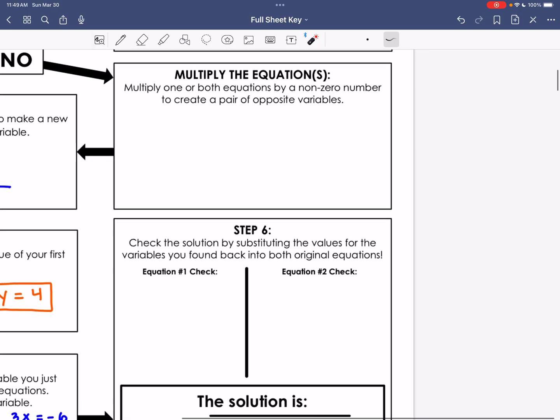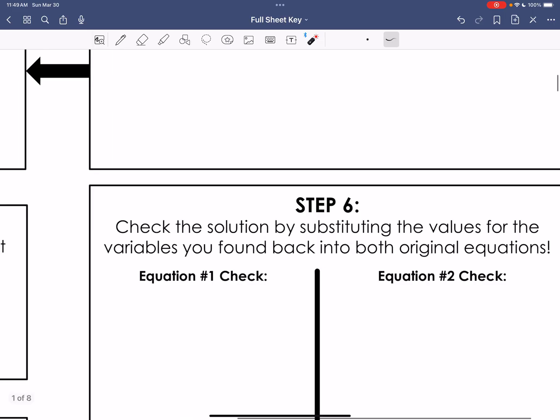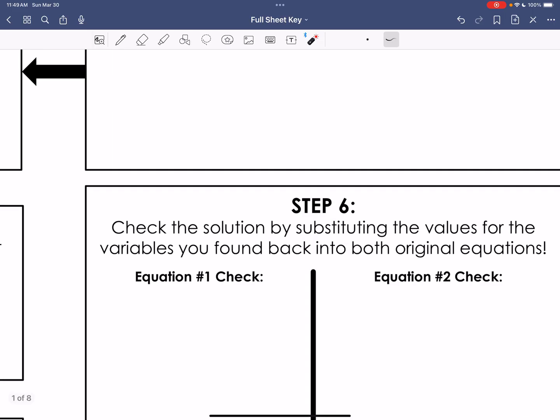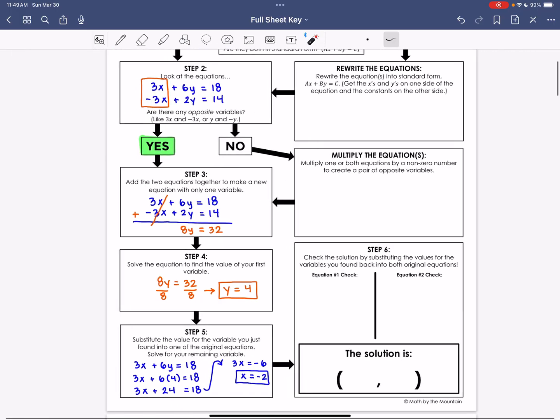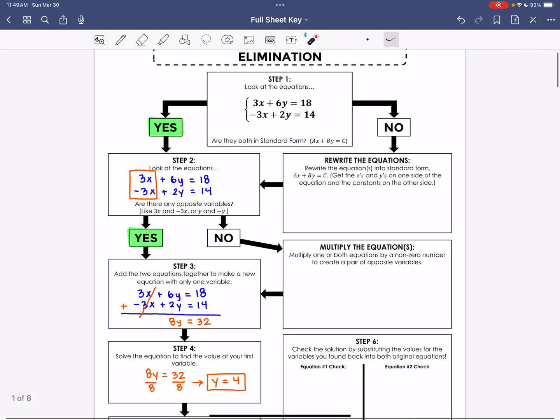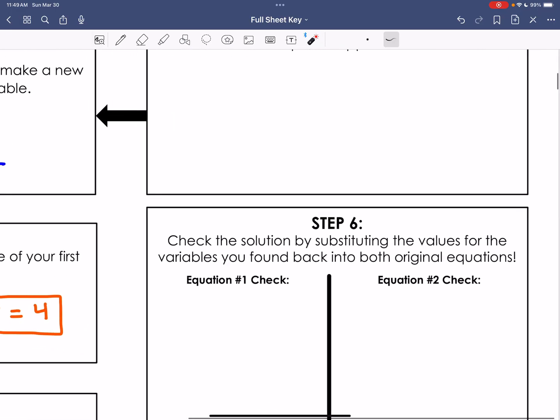So step 6 is where we're going next, and it says check the solution by substituting the values for the variables we found back into both original equations. So our first equation is 3x plus 6y equals 18.